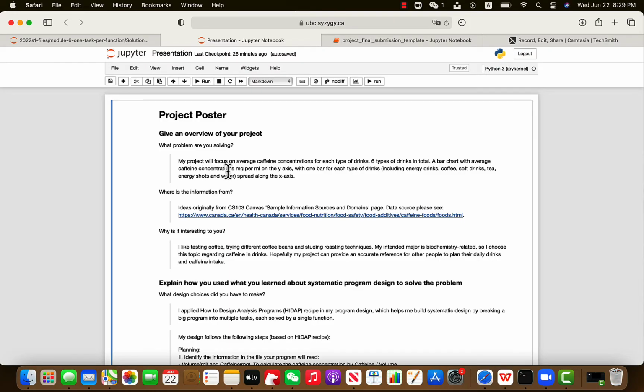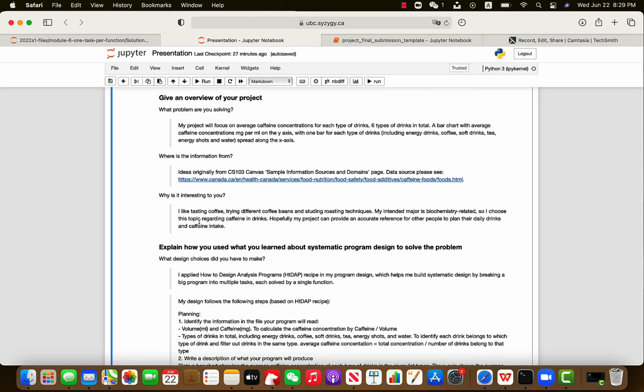My project will focus on average caffeine concentrations for each type of drink, 6 types of drinks in total, and also provide a bar chart with average caffeine concentrations. I got my idea from the link. I chose this topic because I like tasting coffee, trying different coffee beans, and studying roasting techniques.